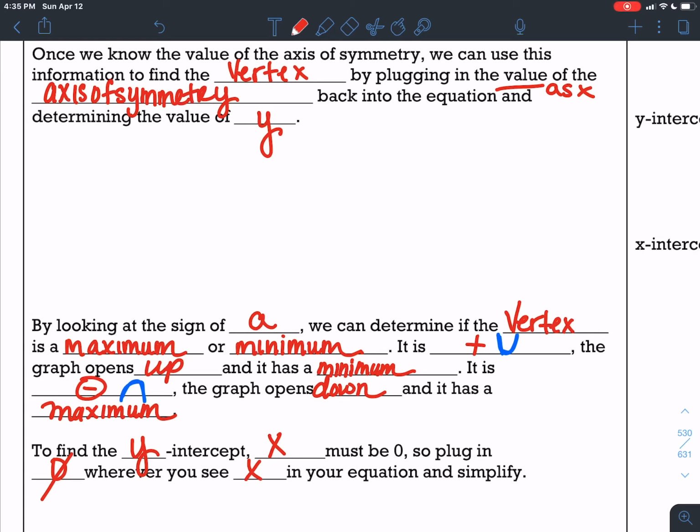In order for us to find the y-intercept, x must be equal to 0. So everywhere I see an x, I plug in a 0 and then solve for y.